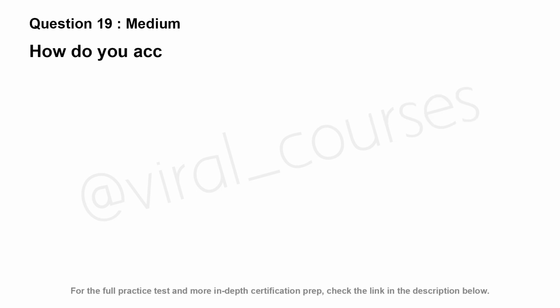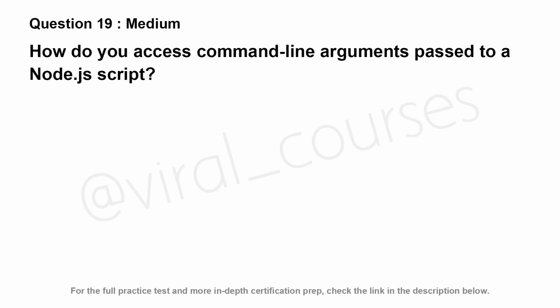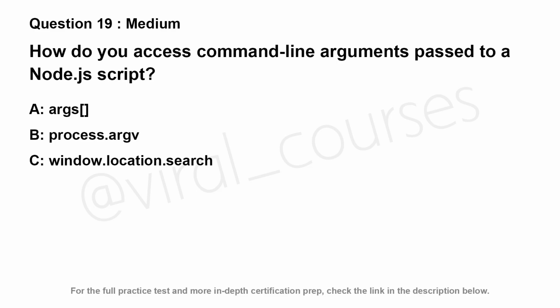How do you access command line arguments passed to a Node.js script? Option A. args. Option B. process.argv. Option C. window.location.search. Option D. os.args.